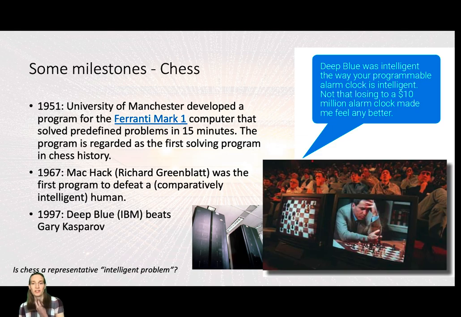One of the first applications that people looked to is chess, because chess is something that we consider quite intellectual; you're good at chess, I think there's this connection there. In 1951, the first chess solver was developed. It was developed at the University of Manchester, and there have been a lot of software attempts thereafter, but it wasn't until 1997 that Deep Blue beat one of the world champions in chess, Garry Kasparov.